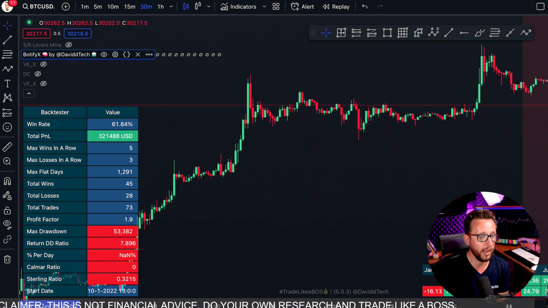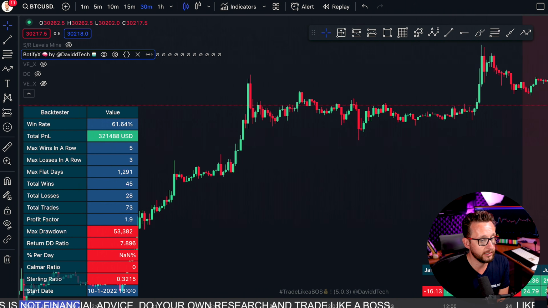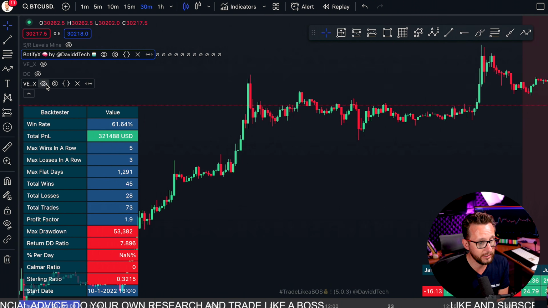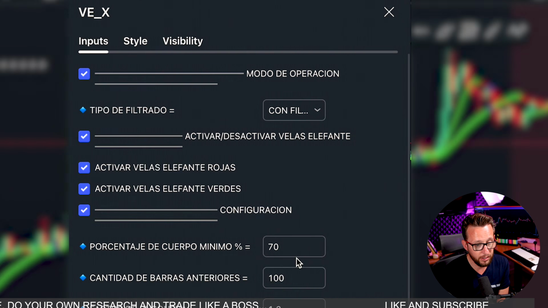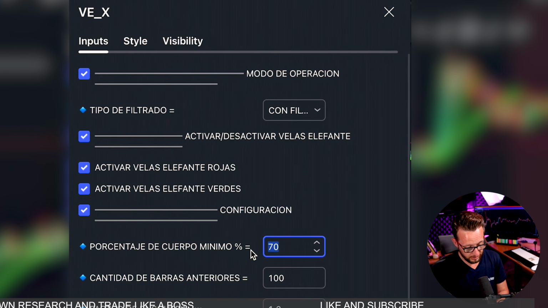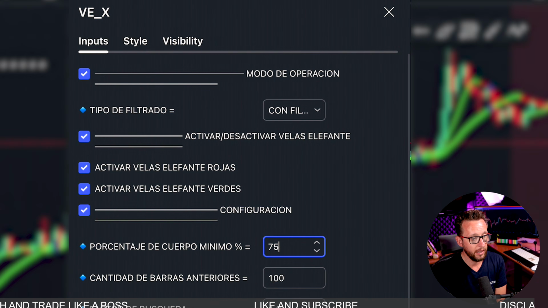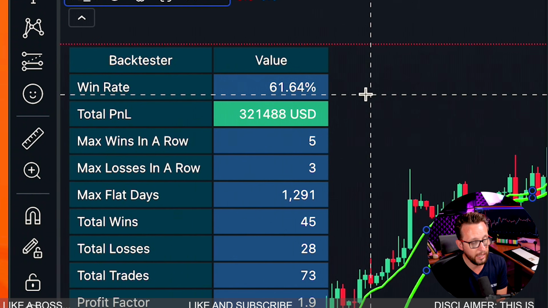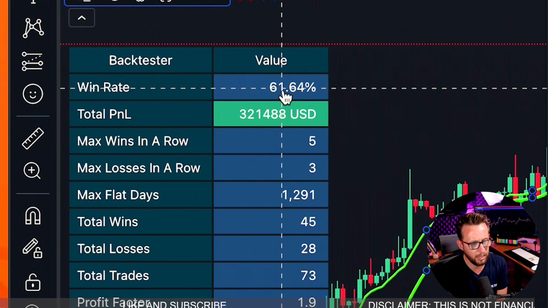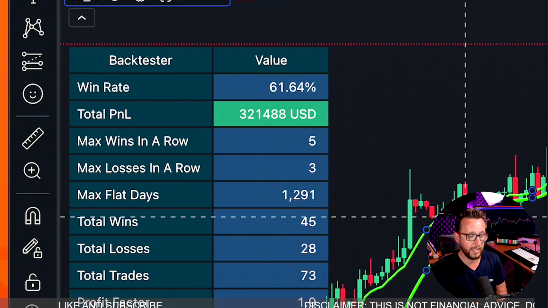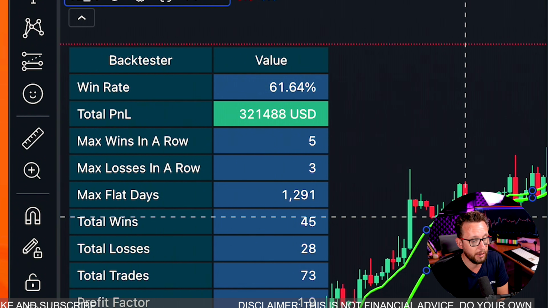If you're looking for a less risky situation, I've been playing around with these settings here. Over here, you can actually turn this up to 75 and it makes it a little bit more of a win rate. Over here we'll move up to about 63%, but there's a lot less trades, so that's why I didn't show that one earlier.